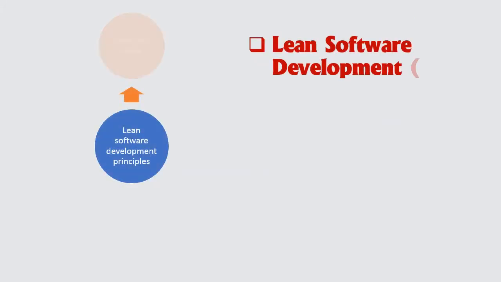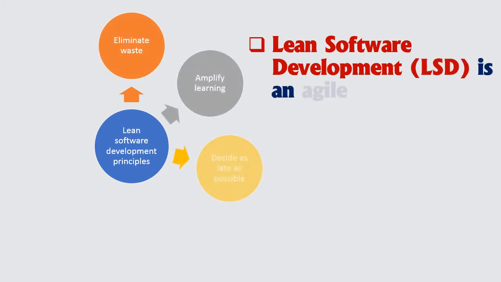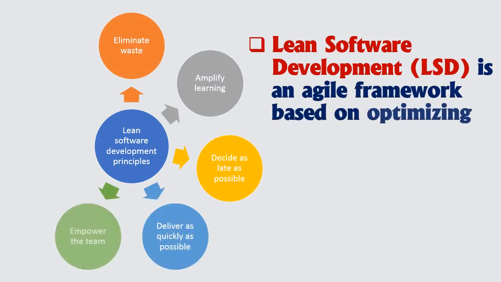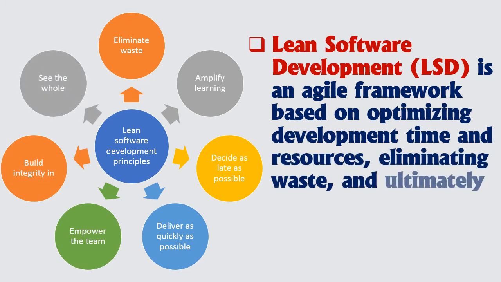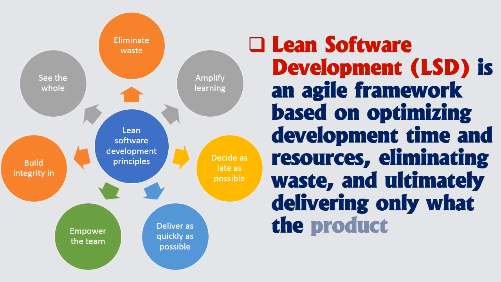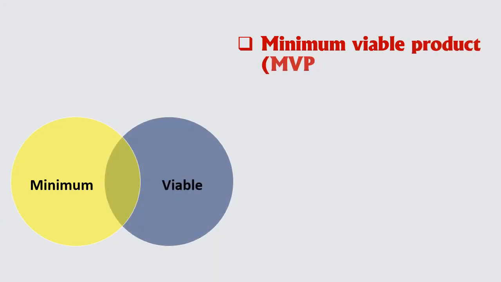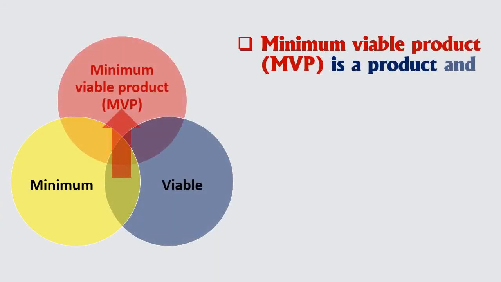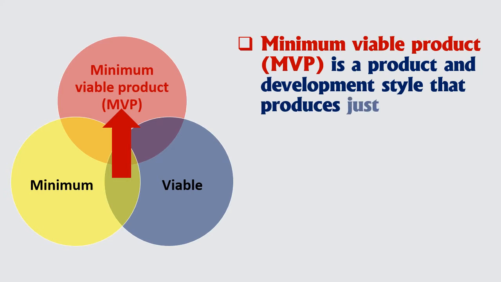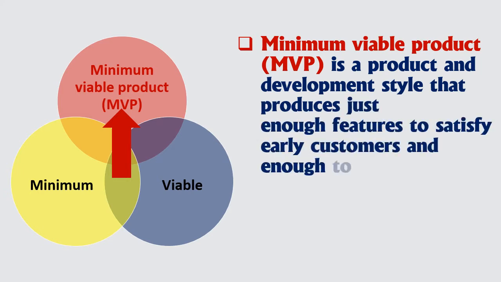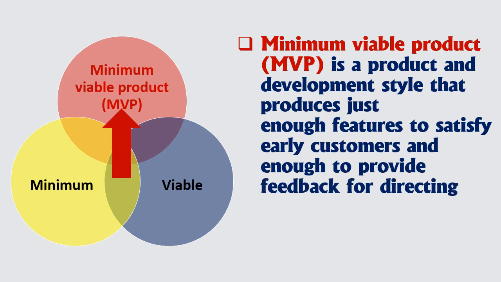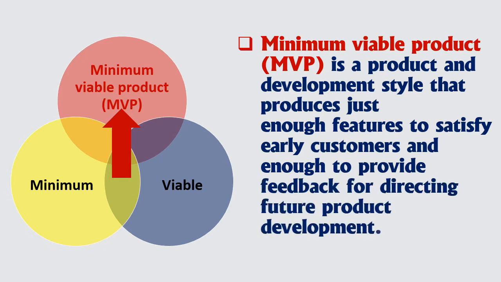Lean software development is an agile framework based on optimizing development time and resources, eliminating waste, and ultimately delivering only what the product needs. Minimum viable product is a product and development style that produces just enough features to satisfy early customers and enough to provide feedback for directing future product development.